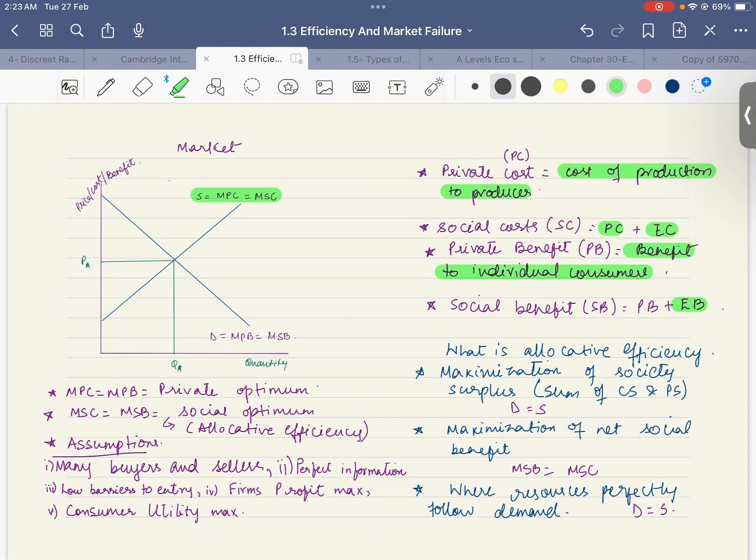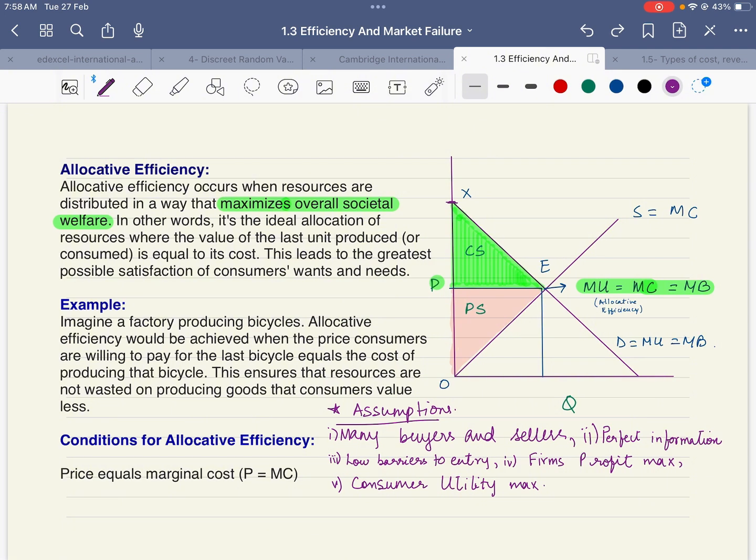For allocative efficiency to occur, there are three conditions that need to be met. One is maximization of society surplus, which means that the sum of consumer surplus and producer surplus should be maximum. This occurs when demand is equal to supply. The consumer is willing to pay this price here at point X, which is above the equilibrium price P. Therefore, this is consumer surplus.